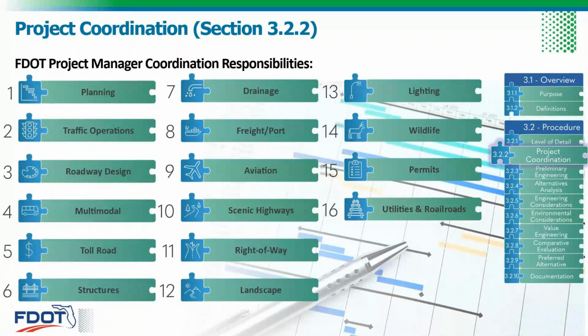This section of the manual was expanded on in our 2024 update to state that all relevant project coordination should be summarized in the public involvement summary documentation, which is your comments and coordination report, and the agency coordination and public involvement section of your PER. Also, multimodal coordination was added to this list with the 2024 update. So as the PM, I would treat this section of the manual as the first of many checklists, working my way down the list, making sure that coordination is happening with all 16 of these departments as they are applicable to my project throughout the duration of my project.